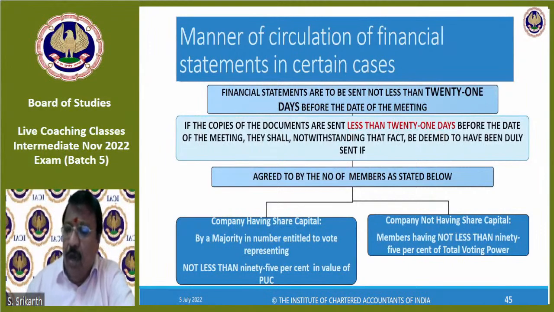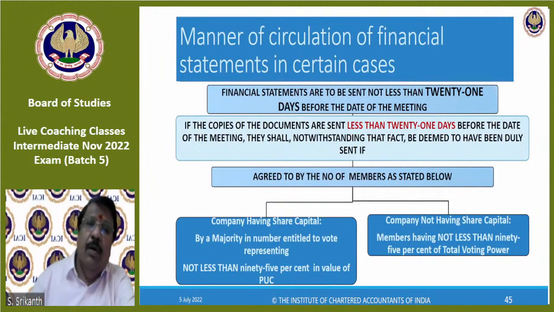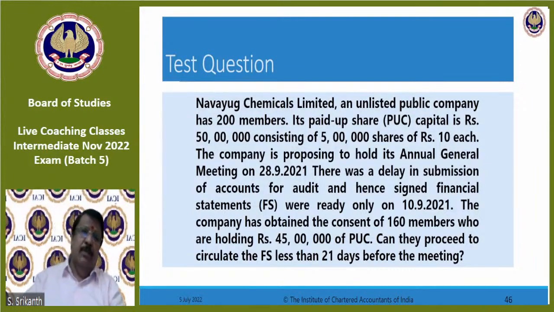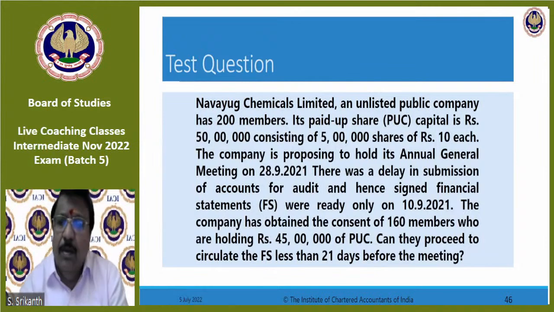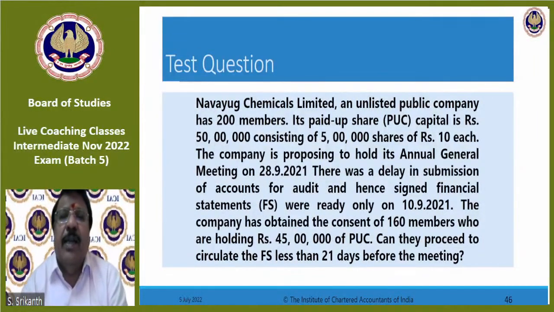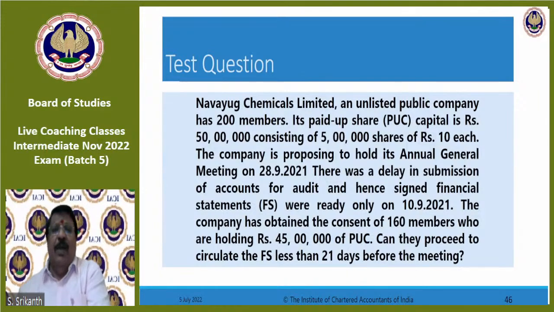Beautiful. Now, here's the problem for you to consider. Navayug Chemicals Limited, an unlisted public company, has 200 members. Its paid up share capital is 50 lakhs, consisting of 5 lakh shares of rupees 10 each. The company is proposing to hold its AGM on 28/9/2021.